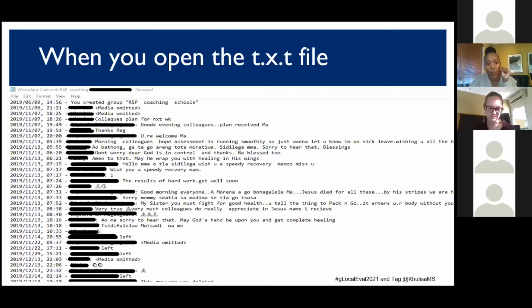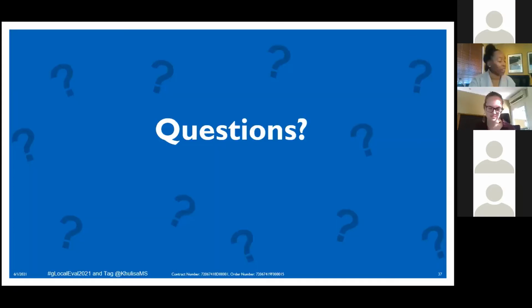Right at the top, the first line, if the file was created by the sender, you'll see "you created group so-and-so." That's how you know the person who sent you this file is the one who created the group. So this is more or less what you see. Okay, so I was reading and reading and reading. This is really nice. Are there any questions before I continue, Heather?